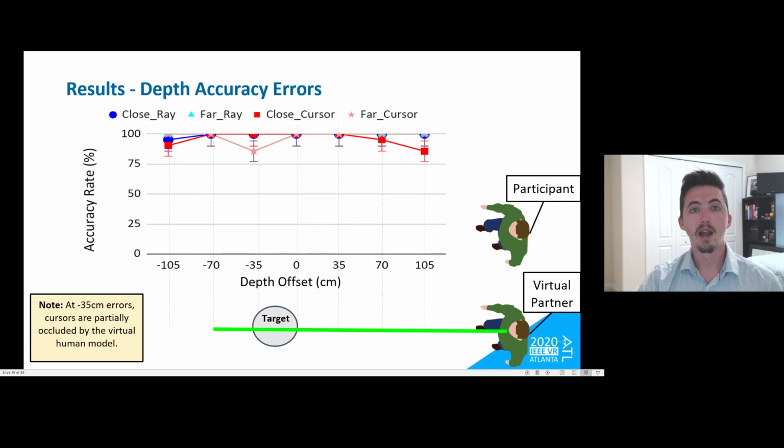As we continue back, it's actually easier to see if it's further back behind the target than it is if it's immediately behind them. So we see an actual increase in performance here. And then finally, as we get further away from that, we see another decrease in user performance.